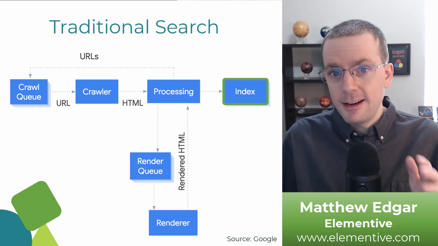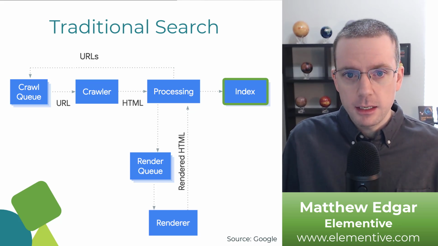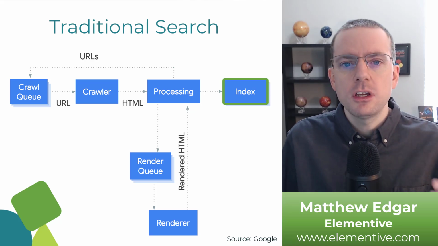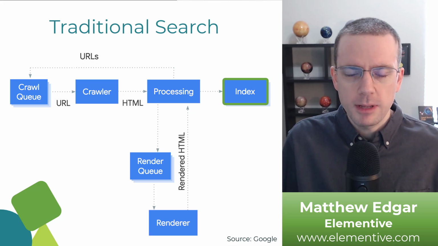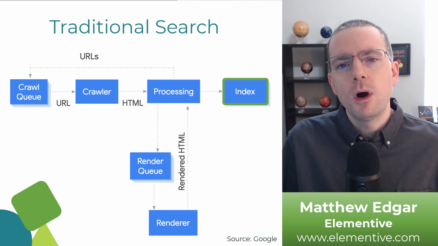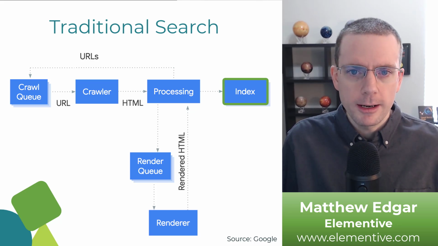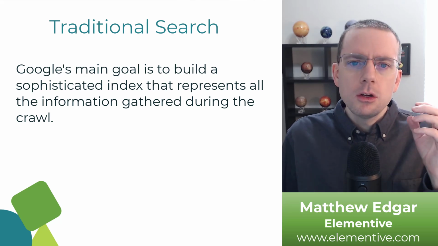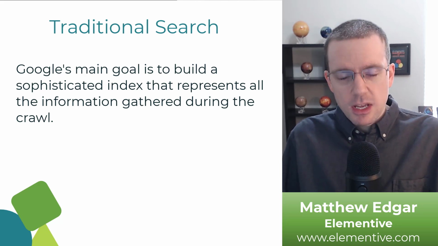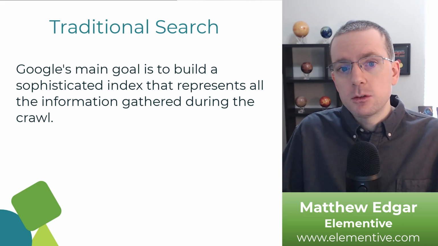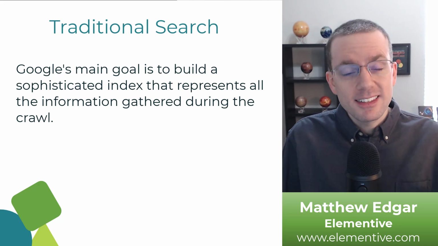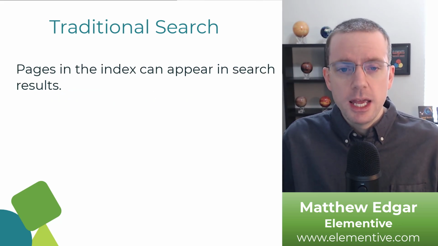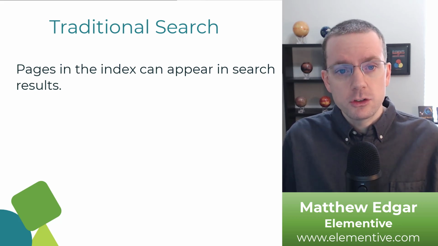Now, a lot of pages are never added to Google's index. They're rejected. And you can see some of the reasons those pages are rejected and not included in the index in Google Search Console's page indexing report. I have a whole separate video about that if you want to learn more about that page indexing report. The point here, though, is that through all of this analysis, through all this evaluation, Google is trying to create an index. And this index is a really sophisticated representation of all the information that it's gathered from the crawl. If a page is included in the index, then the page is eligible to appear in search results.